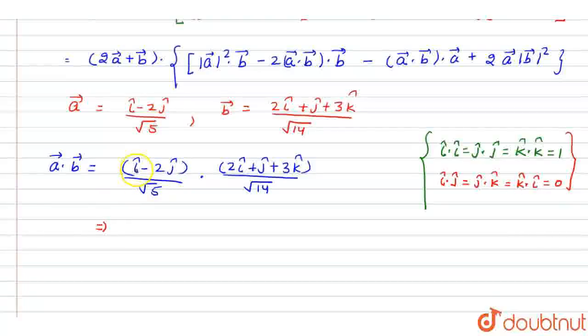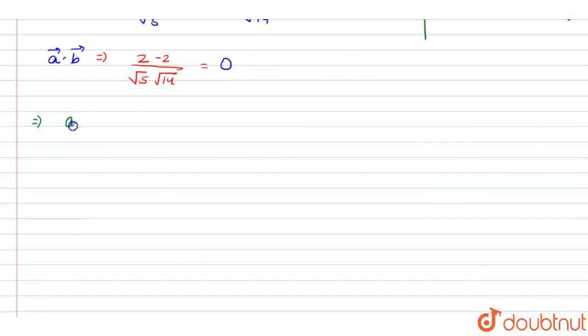We have to get this i cap into this 2i cap, so we get the value 2. Here we get the value minus 2j cap dot j cap, which is equal to minus 2, and in the denominator we have under root 5 into under root 14. Now we know that 2 minus 2, we get a vector dot b vector is equal to 0 here.